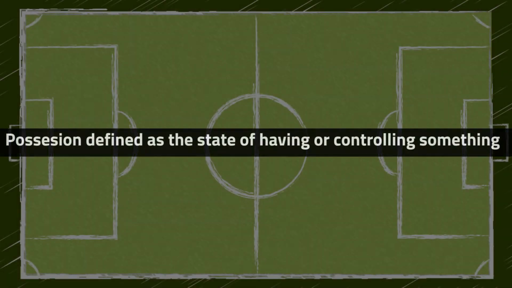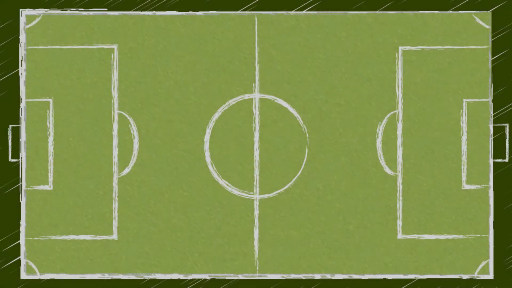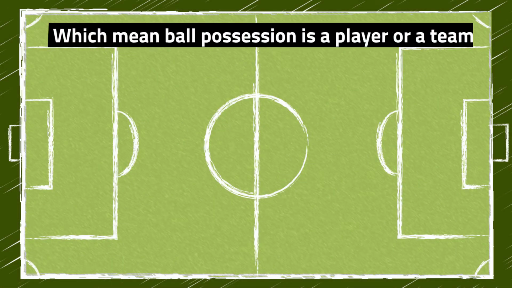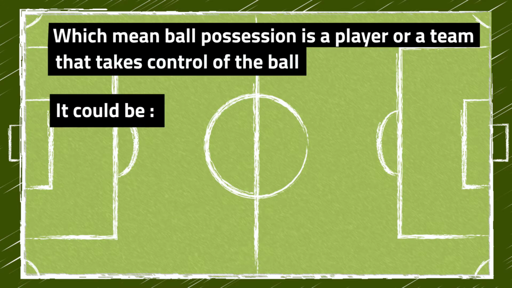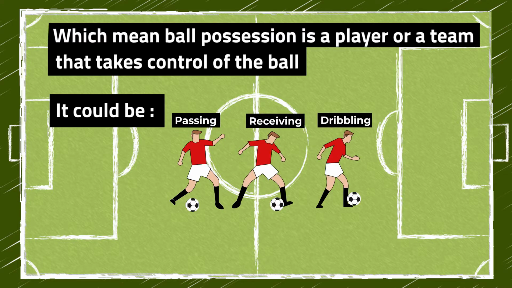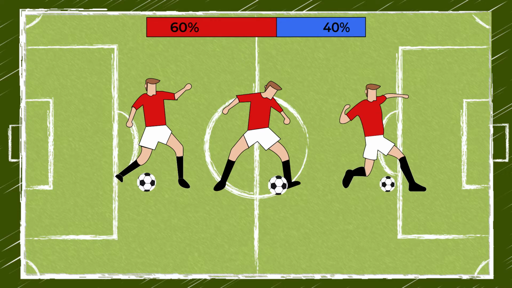Well, the possession itself is defined as the state of having or controlling something, which means that ball possession is a player or a team that takes control of the ball. It could be passing, receiving, dribbling, and shooting. Each team gets credit for possession for any interval while it has 2 or more successive touches on the ball. But if the opponent gets a single touch on the ball, they interrupt the possession.